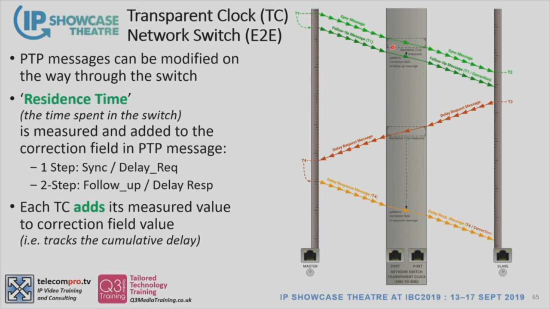Now, importantly, that transparent clock is measuring the time it takes that packet to go through the switch. So when that sync message comes from the master at the top here, it traverses across the wire, goes into one port, spends some time in the buffers, and then leaves through the other port. It very accurately records the time it's spent in the switch, the residence time in that switch.